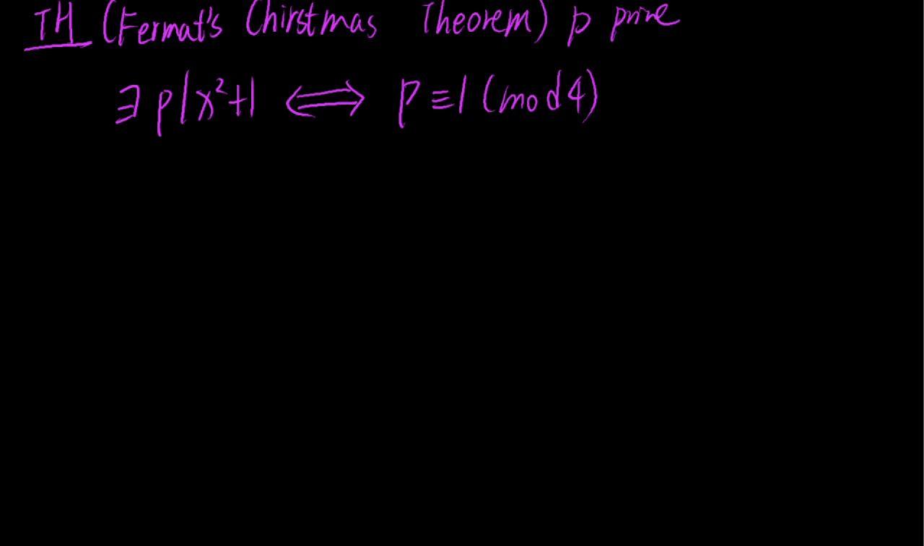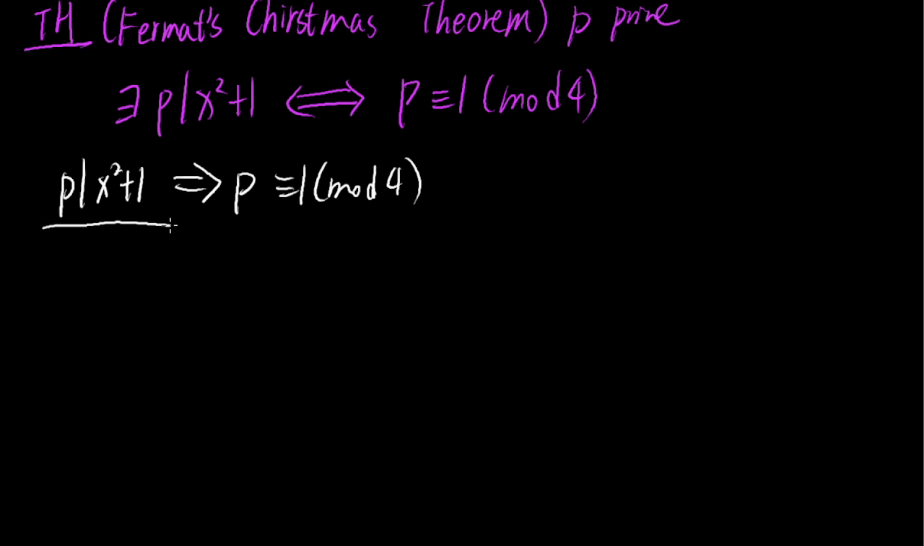So let's continue discussing complex numbers in modular arithmetic and Fermat's Christmas theorem. How do we prove this? We first prove this direction: if there exists an x such that p divides x squared plus 1, it implies that p is congruent to 1 mod 4.